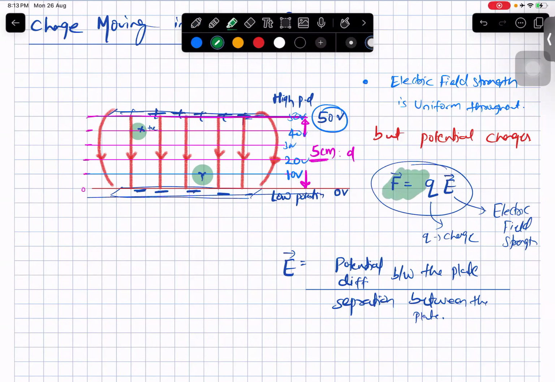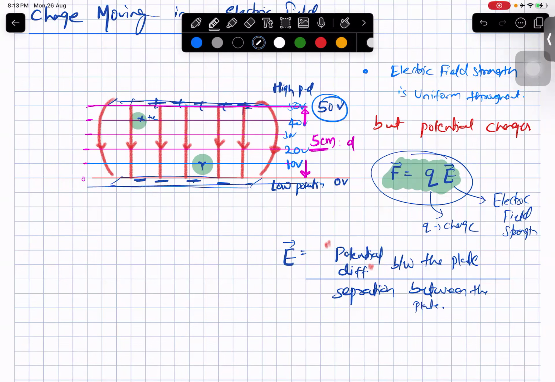The static electric force is equal to Q times E. And in a parallel plate, E is the potential difference between the plates divided by the separation between the plates. Potential difference divided by the separation between the plates. Okay, I got it.